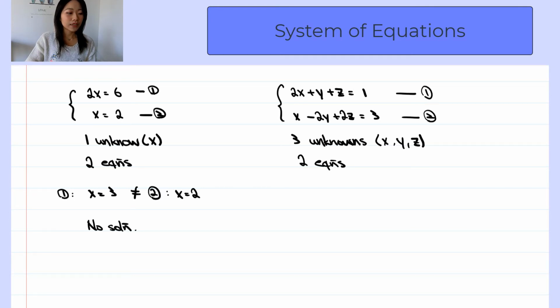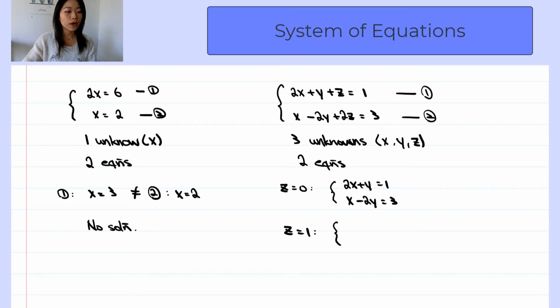For example, let's set z equals 0. Then we substitute z equals 0 into our equations 1 and 2. Then we get two equations with two unknowns: 2x plus y equals 1, and x minus 2y equals 3. We can also have z equals 1.